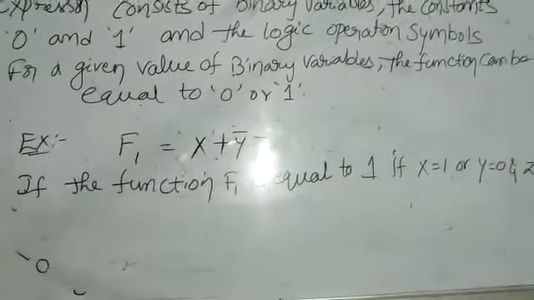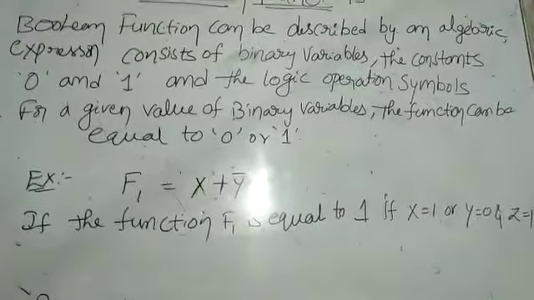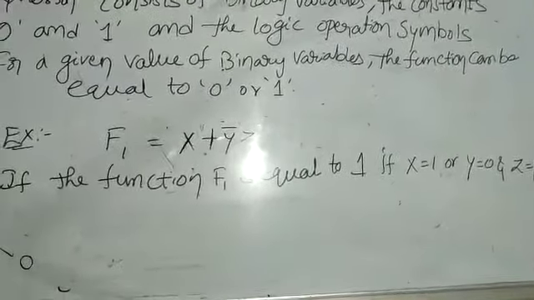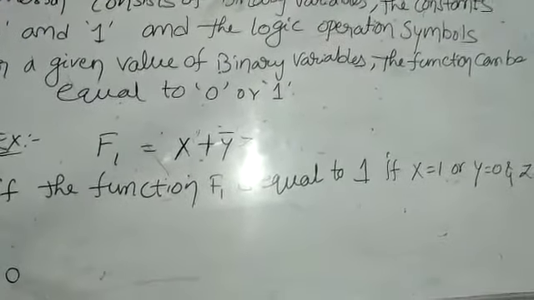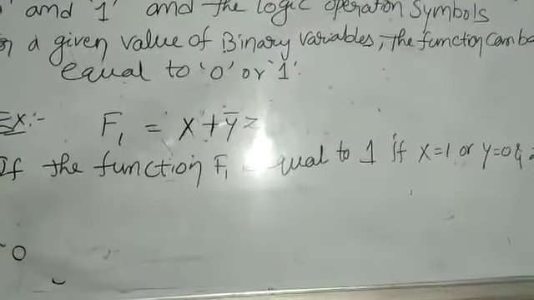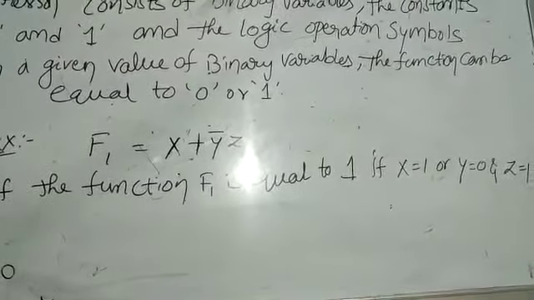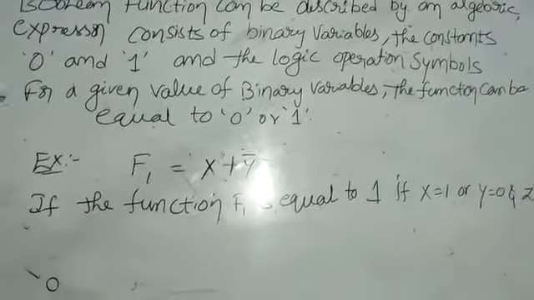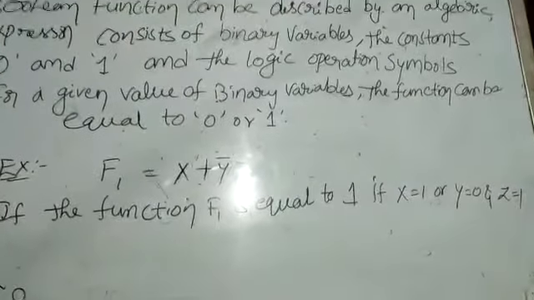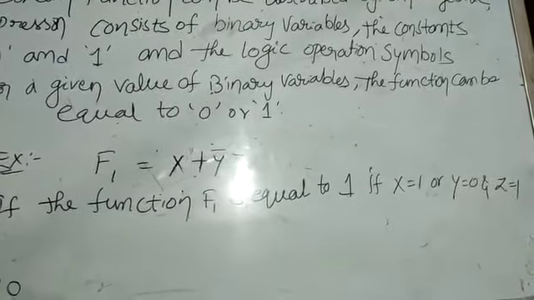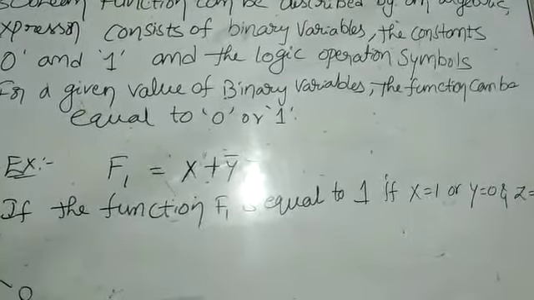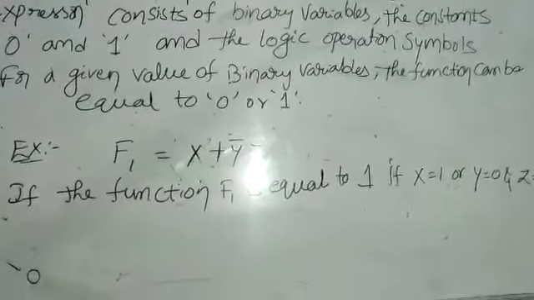As I already told you in the definition, it consists of binary variables. The binary variables we generally consider here are x, y, z. These are combined with logic operation symbols, that is the plus, and the product of y bar and z. So these are all logical operations. Another important thing is that a Boolean function can be equal to 0 or 1. I already mentioned that the function can be equal to 0 or 1.